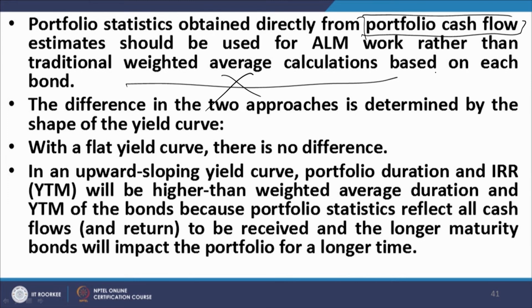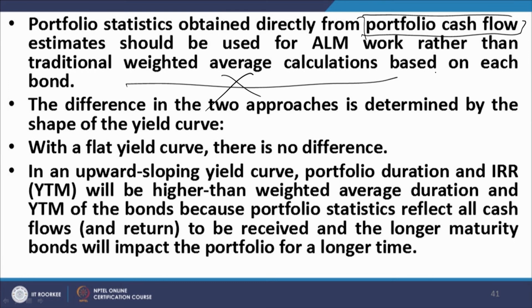The difference in the two approaches is determined by the shape of the yield curve. With a flat yield curve, there may not be any difference. For an upward sloping yield curve, portfolio duration and IRR will be higher than weighted average duration and YTM of the bonds, because portfolio statistics reflect all cash flows and return to be received, and the longer maturity bonds will impact the portfolio for a longer time.